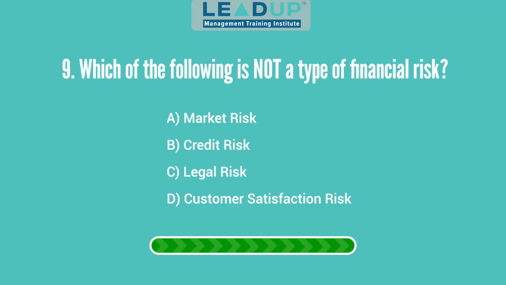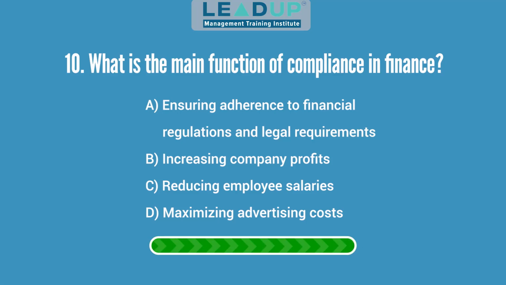Question 9. Which of the following is not a type of financial risk? A. Market risk. B. Credit risk. C. Legal risk. And D. Customer satisfaction risk. Answer: customer satisfaction risk.